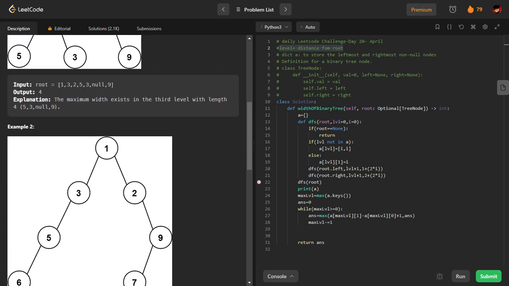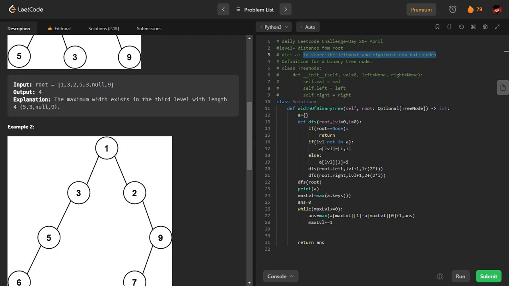Now coming to my solution. So this is my solution. I'm using the DFS approach. This is my DFS function, and I'm calling it from the root. I'm using a dictionary as the data structure. A is a dictionary, so in A, I'll store the leftmost and the rightmost not null nodes.